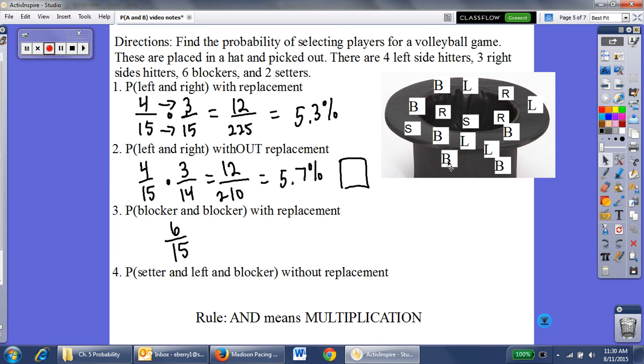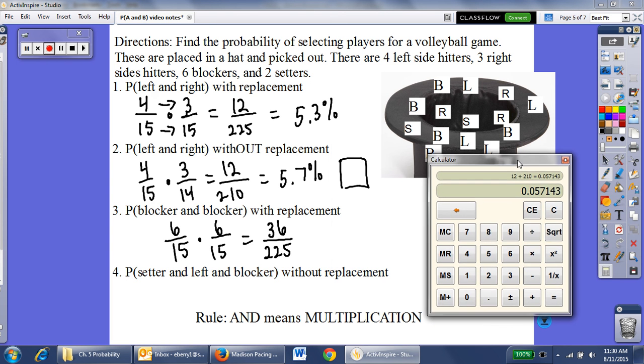So if I choose a blocker, it says with replacement. So I will replace it since it says with replacement. So put it back in. And now what's the chance of getting a blocker? It'd be the same thing, 6 out of 15. So multiplying those out, we get 6 times 6 is 36. 15 times 15 is 225.